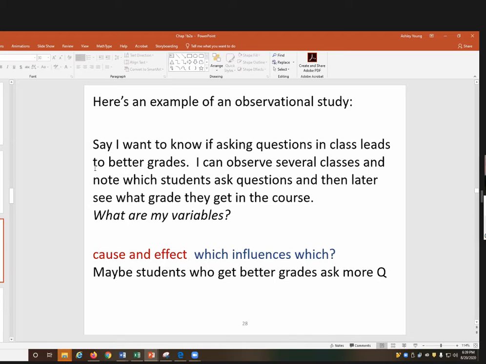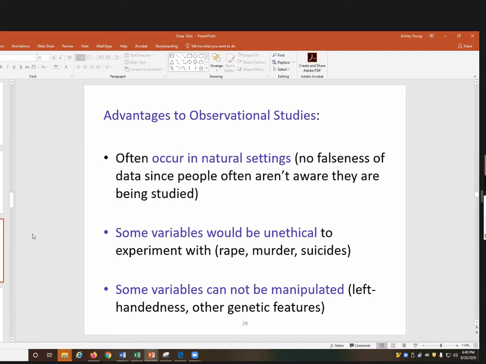Now, here's the problem, cause and effect. I'm claiming that asking questions leads to better grades, but we're just observing. So we don't know which one causes which. Maybe students who get better grades ask more questions. So maybe the better grade part is what drives the questions, not the asking questions drives the grade. So that's the problem with observational studies. You cannot figure out which one causes which. There are some advantages to it, though.